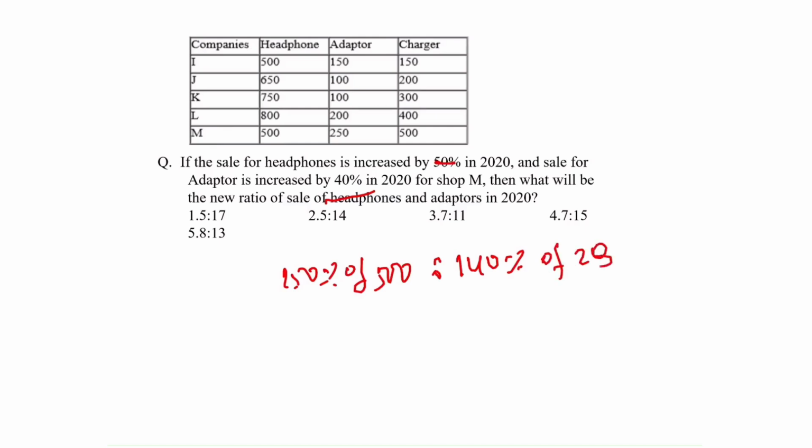Now I have to find the ratio. Percent cancel. 0 cancel. 50 cancel 2 times. 2 cancels 7 times. So the answer is 15 is to 7. So the best option is the fourth option.